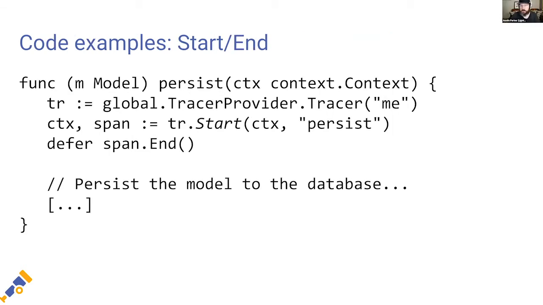So starting and ending is fairly straightforward. In Go especially, it's very idiomatic, at the start of your function, to ask for a tracer, get the tracer back, and create a span from that tracer. In this case, it's going to be named persist, and then immediately defer that span. When this function goes out of scope or returns, then that span will end and be sent off to be processed.